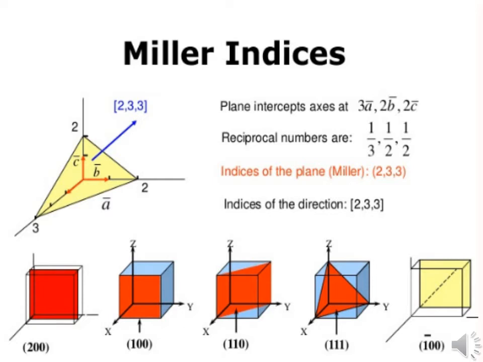You see these different planes are identified, in positive and negative directions of the crystal plane. The planes 200, 100, 110, 111 and 1 bar 00 are identified.